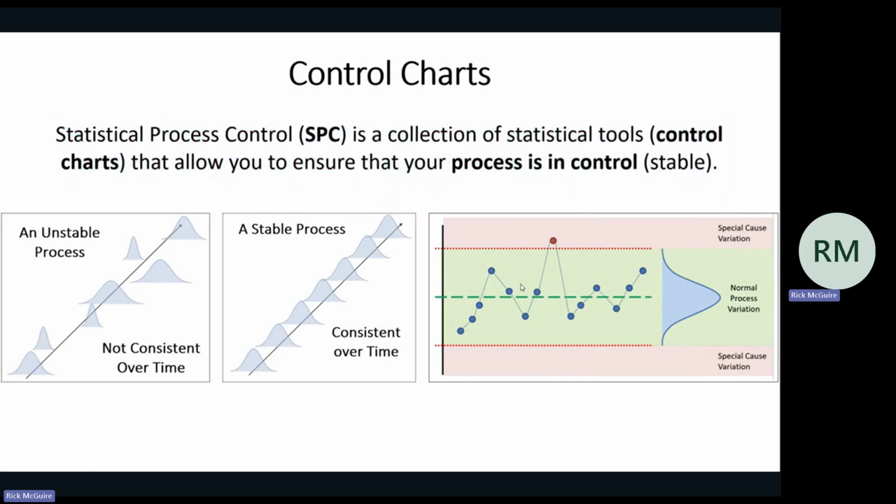Now, when I say in control, what I mean is that you're only experiencing normal variation. When your process is experiencing normal cause variation, your data should fall within those control limits.